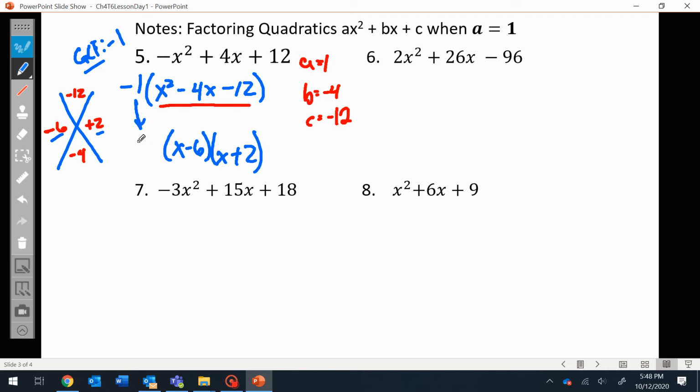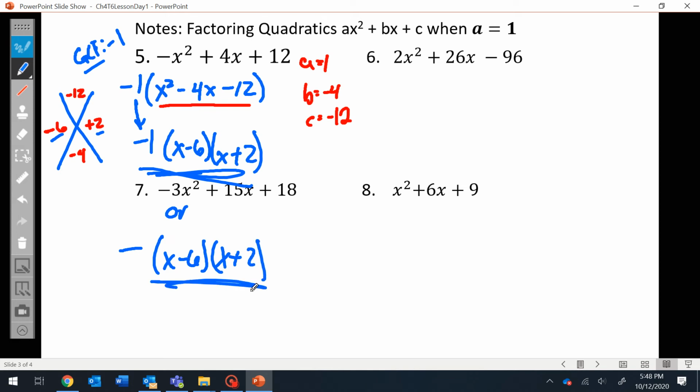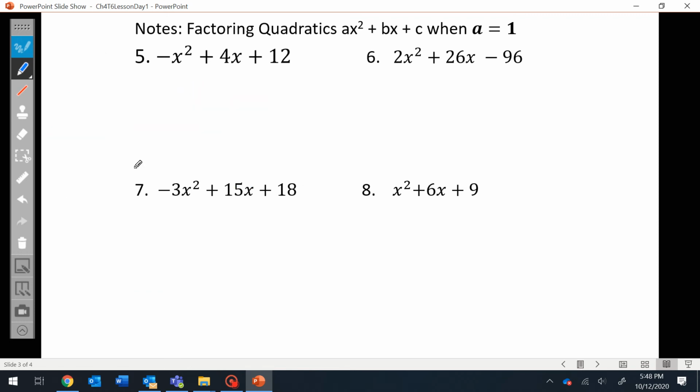However, don't forget about this -1, you still need the GCF. So my answer would be -1 times x minus 6 times x plus 2, or just -(x minus 6)(x plus 2). Don't forget the GCF out on the outside.